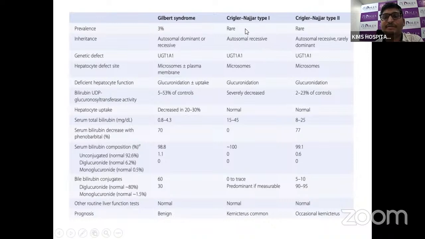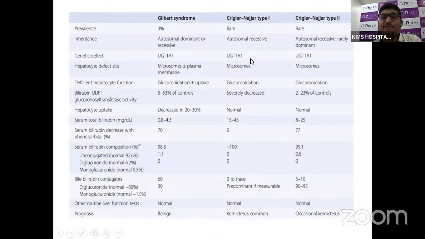Type 1 is autosomal recessive, and type 2 is autosomal recessive, rarely dominant. All three are due to the UDP glucuronosyltransferase 1A1 enzyme mutation. The enzyme is the same, and the presentation differs depending on the mutation. In Gilbert, there is also a defect in the uptake into the microsomes. There is abnormal uptake as well as the enzyme deficiency.